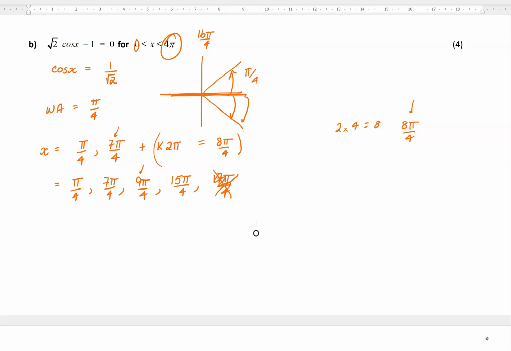If instead of being 0 here it was minus 2 pi, then instead of adding on 8 over 4, I could also subtract it. So if I was going the other way, 7 take 8, I could also have minus pi on 4. 1 pi take 8 is minus 7 pi on 4, and so on. Lucky for us, we didn't have that. But yeah, just getting carried away.